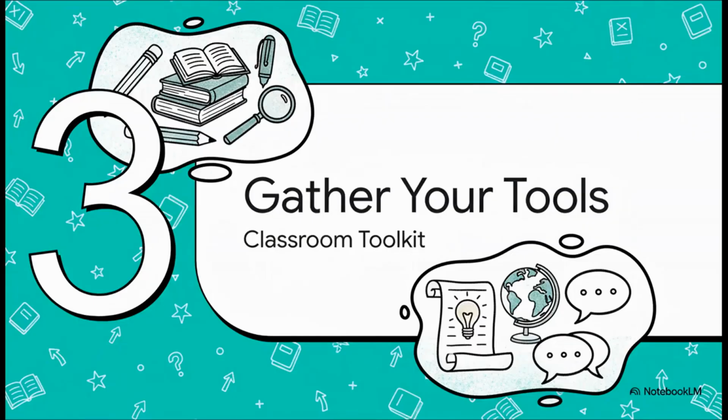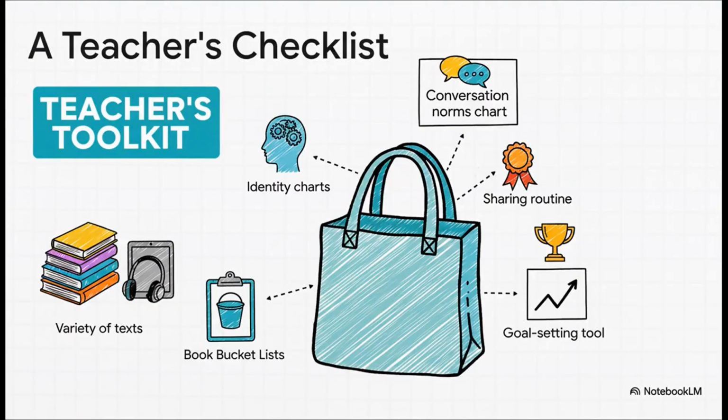Okay, so to get this going, you're going to want to gather a few key things. Let's take a look at the toolkit that the source document recommends. First up, you'll want a ton of different kinds of texts. You know, print, digital, even audio, so there's something for everyone. Then you'll need a simple spot for students to keep their book bucket lists. We'll talk more about those in a sec. Identity charts? Oh, these are great for making their thinking visible. An anchor chart for conversation norms is an absolute must-have for getting kids to talk productively. And finally, you just need a routine for celebrating their awesome work and a simple way to set and track their goals. Easy enough, right?